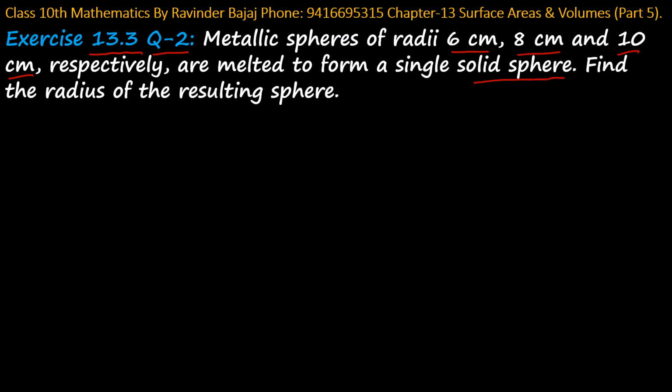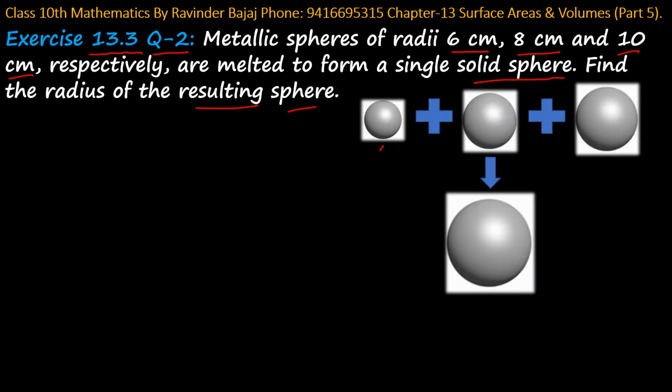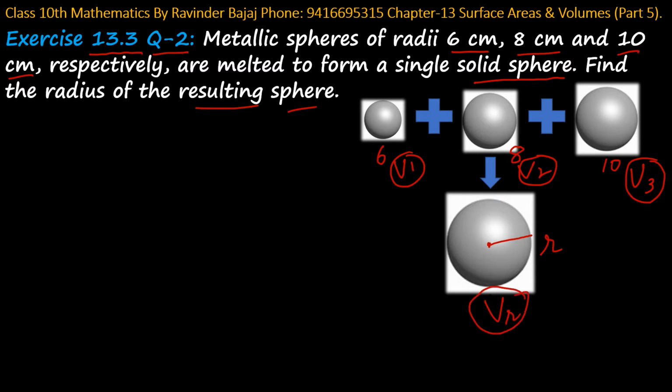तो 3 sphere लिए उन तीनों को melt करके एक बड़ा solid sphere बना दिया. Find the radius of the resulting sphere. So here 3 spheres are there. First one is with 6 centimeter radius, next is 8 centimeter, next is 10 centimeter, and the resultant is, suppose, r centimeter. तो हम इसका r निकालना है. What will be the radius of the resulting sphere? So the volume of the first one, volume of the second one, and volume of the third one will be added to find the volume of the resultant sphere. In this way, we will find the radius of the resultant sphere.